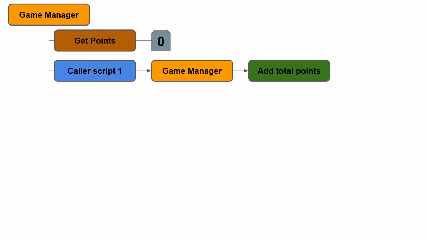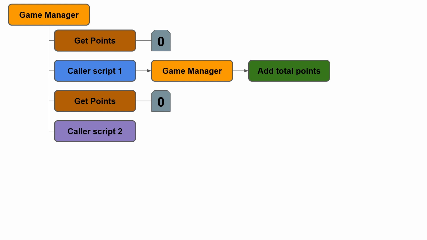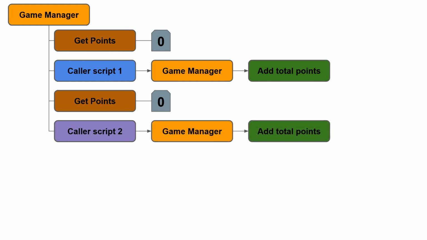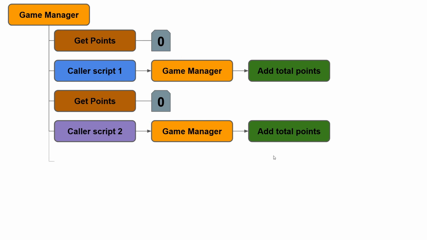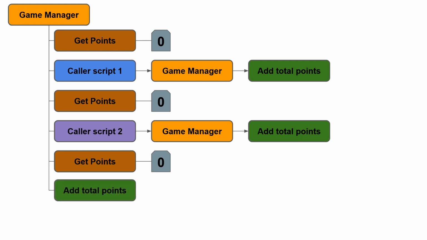Now we print the total points from game manager 0, and because we've not added anything so far, the printed value is 0. Then caller script 2 creates game manager 2. So now we have identical triplets. Remember, they look the same, but they are different instances. So when we call game manager 0 for the total points, the result is still 0. Finally, we call game manager 0 to add total points, which allows us to get a value other than 0 as a final output. But it's still not the value 30 that we may have expected.